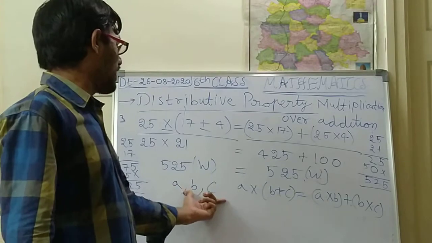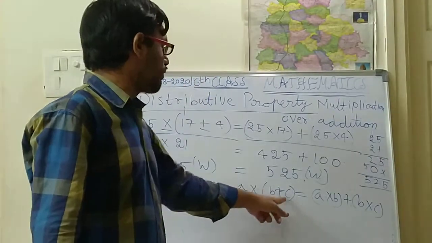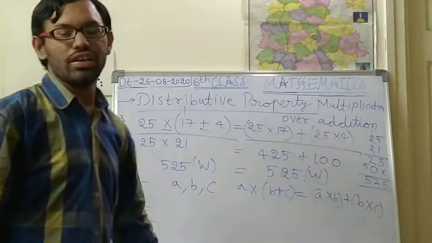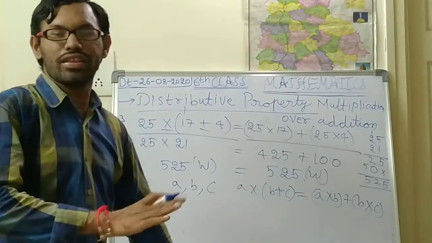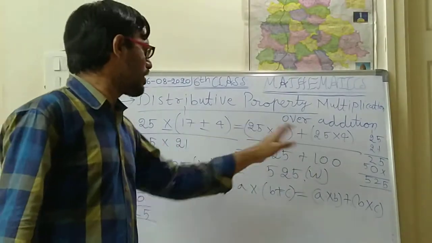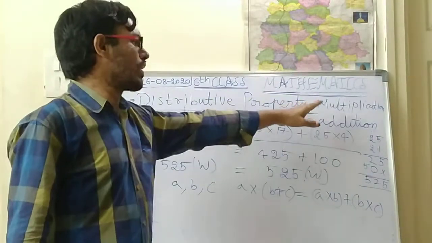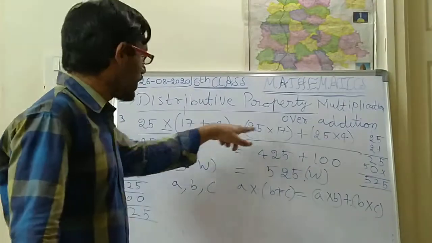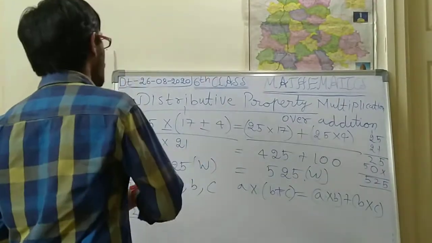If A, B, C are any three whole numbers, then A into (B plus C) is equal to A into B plus A into C, which is also a whole number, and it satisfies the distributive property. Okay, that is the statement. For every whole number you take, it will satisfy, compulsorily. Suppose you take 0 also, it will be satisfied. If you want, you can check any number with the help of 0.